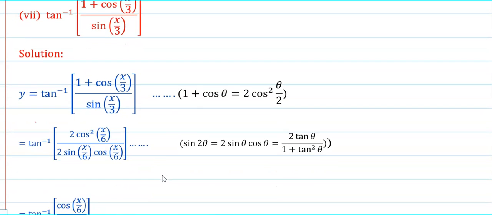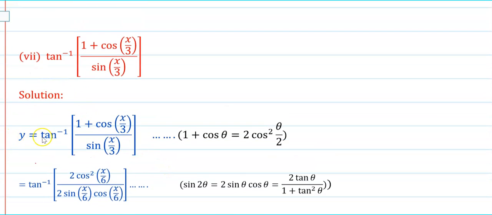Now the next question. y is equal to tan inverse of (1 plus cos of x by 3) upon sin of x by 3. Now one more formula. 1 plus cos theta is 2 cos square of whatever the angle is, divided by 2. Similarly here, 2 cos square, the angle is x by 3 divided by 2. If we divide x by 3 by 2, it means multiplying by the reciprocal, so you will get x upon 6. And hence it is x by 6.